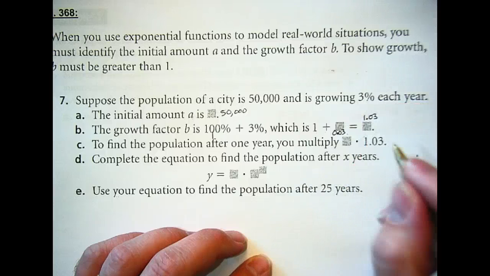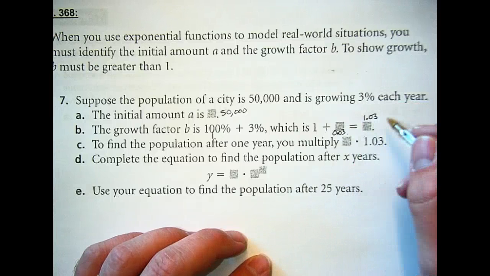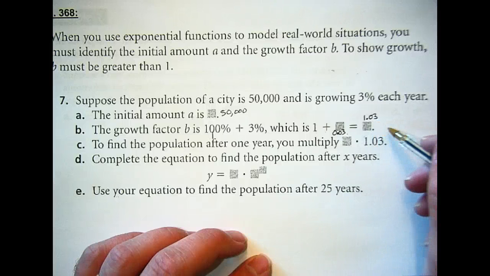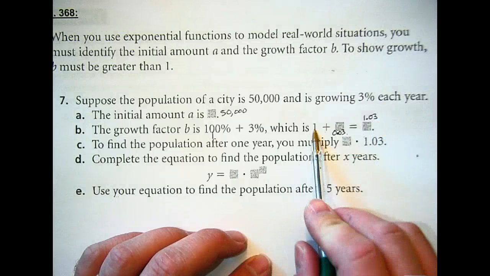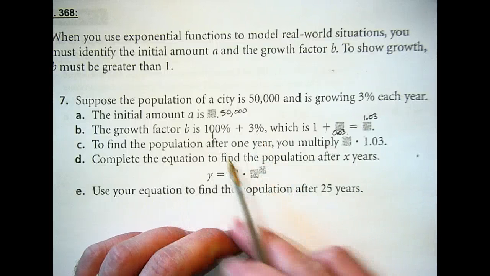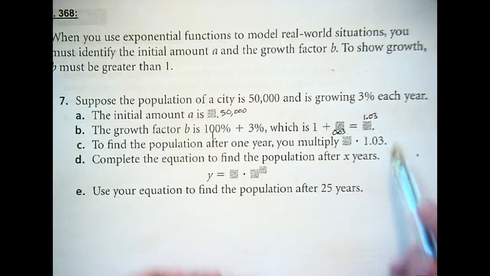If you get that part down, this makes it a lot easier, because a lot of students put 1.3 there, which is 100% plus 30%. Which is not right. That's more money than you have. You only got 3 cents.